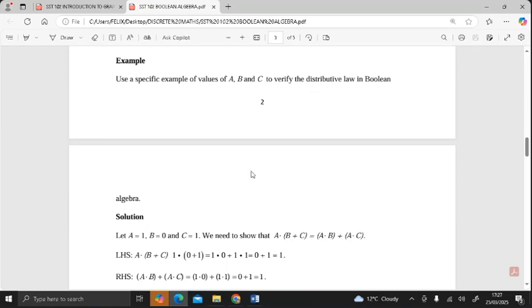And look at this, you are asked to use a specific example of values of A, B, and C to verify the distributive law in Boolean algebra. In this case, you see we've picked A to be equal to 1. And as I said, you notice that A, B, C take either 0 or 1, nothing else. We confine ourselves within that. A is either true or false, B is either true or false, C is either true or false, and that is it. And we've picked a specific case.